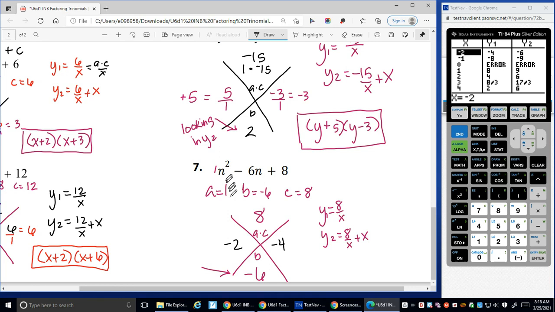I'm going to divide by A, and next time when y'all meet, you will have A's that are not 1. So this will change just a little bit, but here we go, negative 2. And this is equal to negative 4. So therefore, our factors are these two things. We have the variable of n. So n minus 2 times n minus 4.